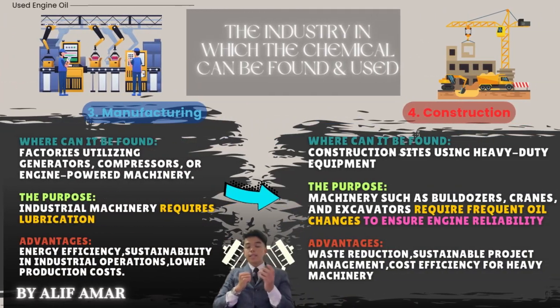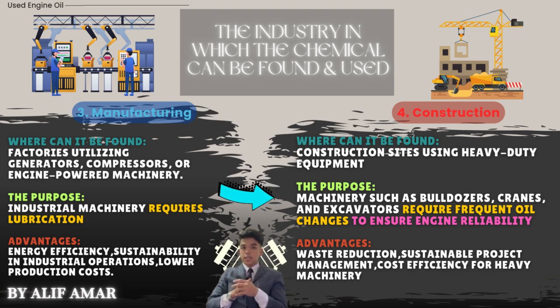So for the final industry, it will be the construction industry, which relies on large machines like bulldozers, cranes, and excavators, which all often operate in challenging conditions. Because of this, these machines need regular oil changes to prevent overheating and ensure that they continue to function properly on demanding construction sites.